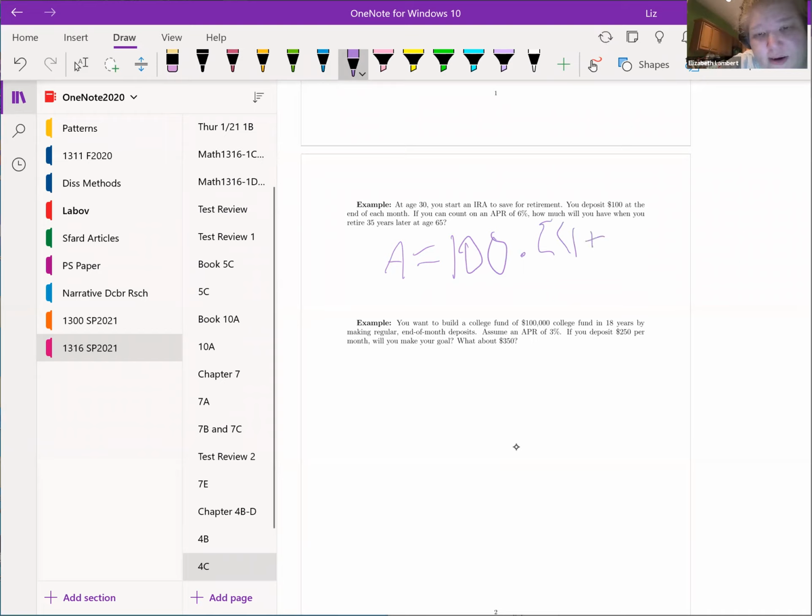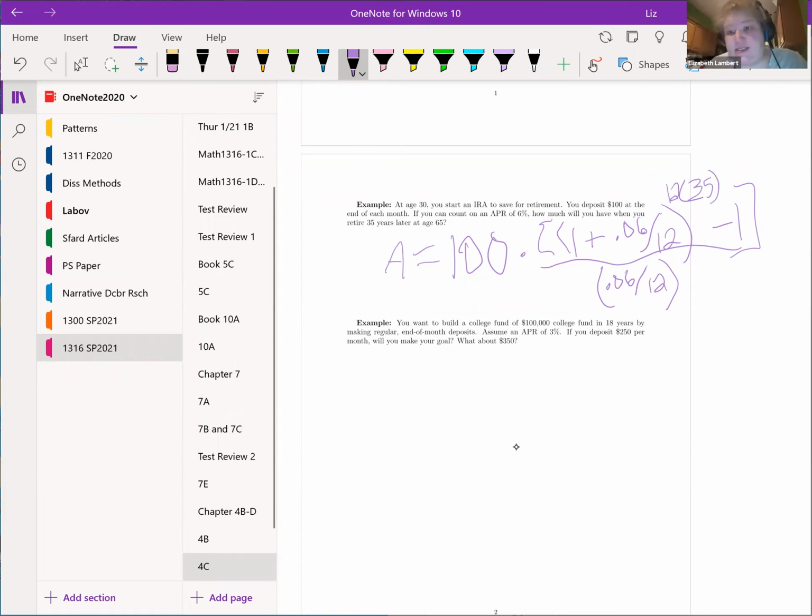One plus our APR, 0.06, over 12. And on the bottom, we're going to have the same 0.06 over 12. And we know there's a -1 there, so we just need that power. So that is 12 times per year times 35 years. The assumption is this would get really big. I don't think it will.